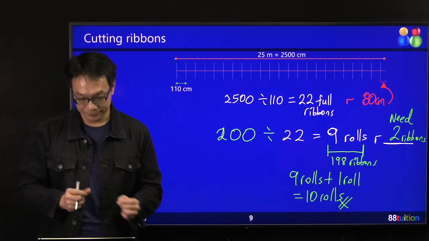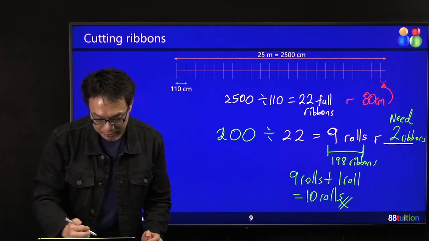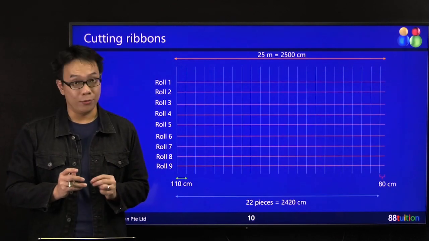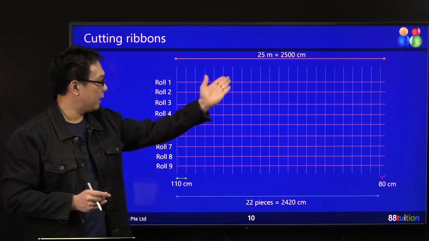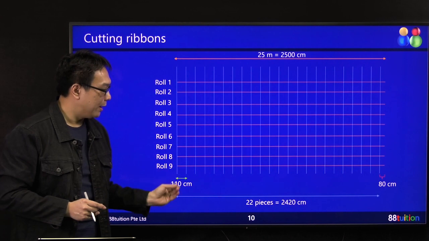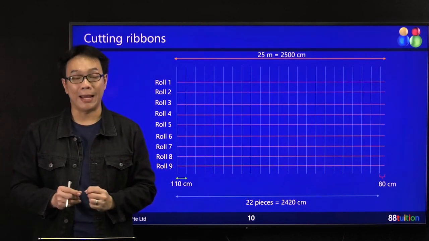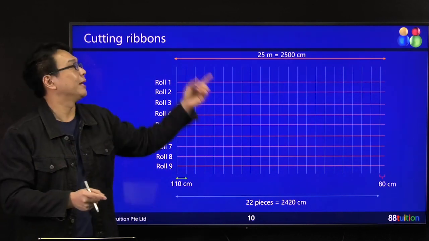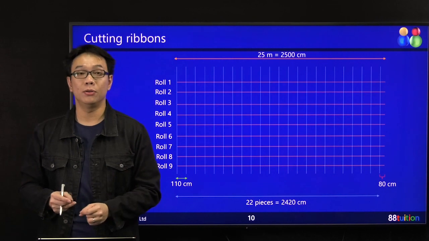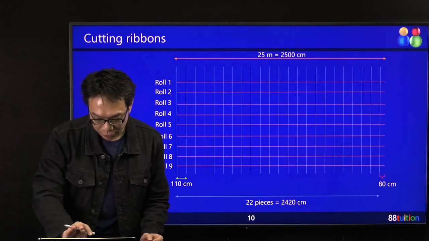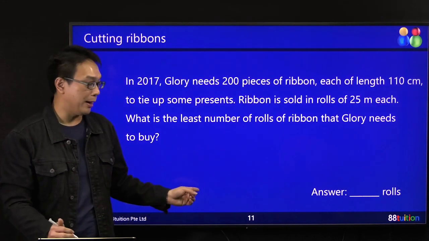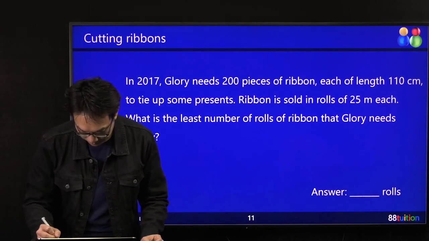Is this clear? All right. So down here, your answer is not what? It's not 8 rows. It's not 9 rows. It's actually 10 rows. So as I say down here, if you got 9 rows, 9 times 22, you only got 198. You're still short, so you need another 10th row in order to get to your 200 ribbons. Okay? So your final answer down here should be written as 10 rows.